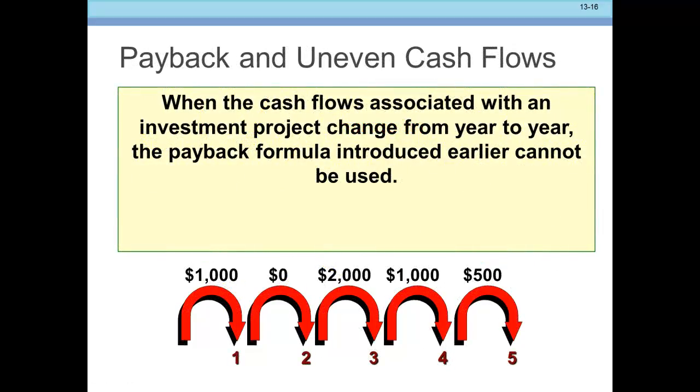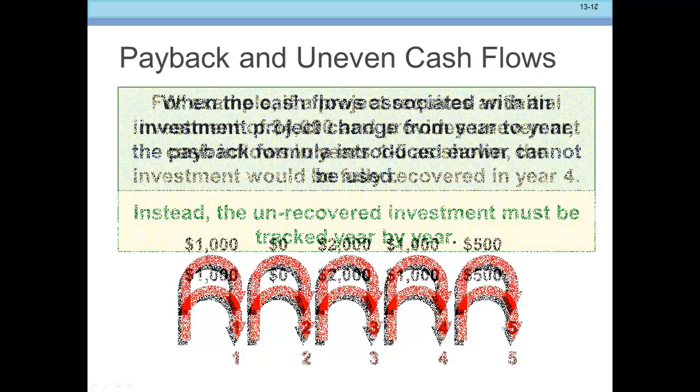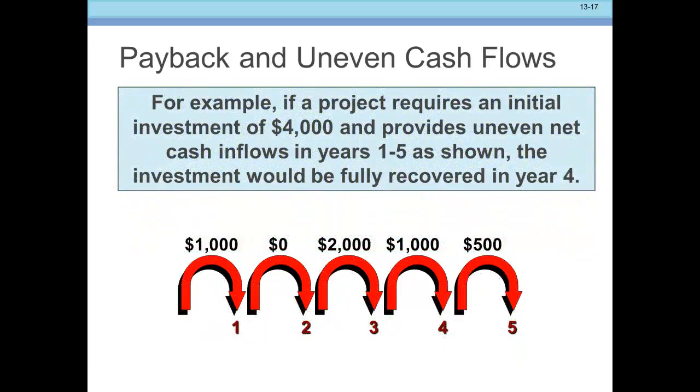When the cash flows associated with an investment project change from year to year, the payback formula introduced earlier can't really be used. Instead, the unrecovered investment must be tracked year by year. For example, if a project requires an initial investment of $4,000 and provides uneven net cash inflows in years 1 to 5 as shown, the investment would be fully recovered in year 4. We just add up the net cash inflows for each year until we reach the initial investment.